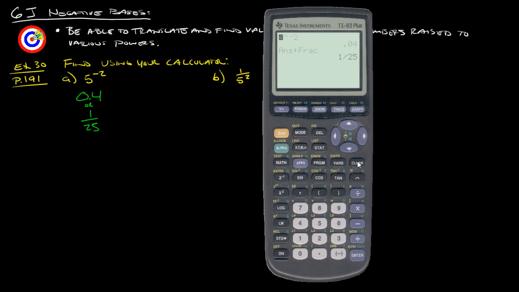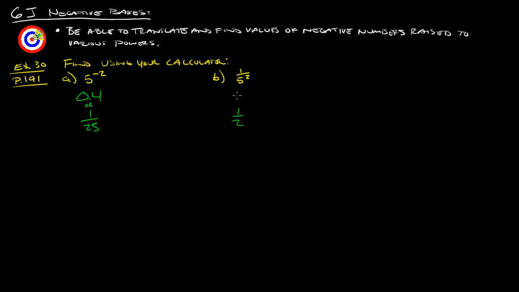Let's try this one here, 1/5 squared. So I'm going to do 1 divided by 5 squared, and I'm just making sure that I get the 5 squared in there. So 1 divided by 5 squared. Again, the calculator follows order of operations, so it's going to do 5 squared first, and that's 25, so 1/25, or 0.4, like it gave us on our calculator. So these end up being the exact same thing.